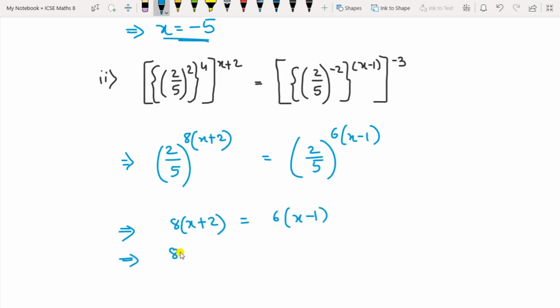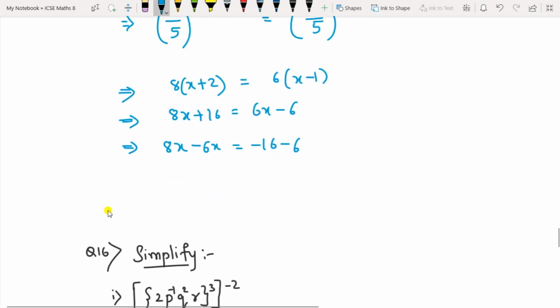So this is 8x plus 16 equal to 6x minus 6. Bring the like terms together. 8x minus 6x equal to minus 6 minus 16. This plus 16 will go to this side. Okay.